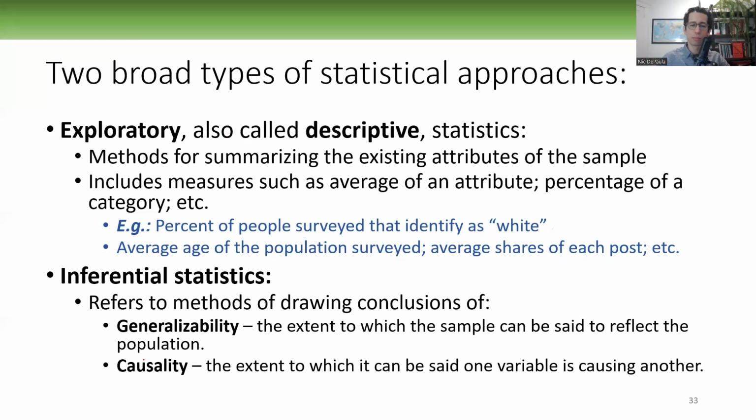And the other, more difficult inference, but also more important and more interesting and valuable, is that of causality, which is the extent to which we can say with confidence that one variable is causing another. It's literally directly or indirectly impacting another variable. And this is what we will explore throughout the whole course.